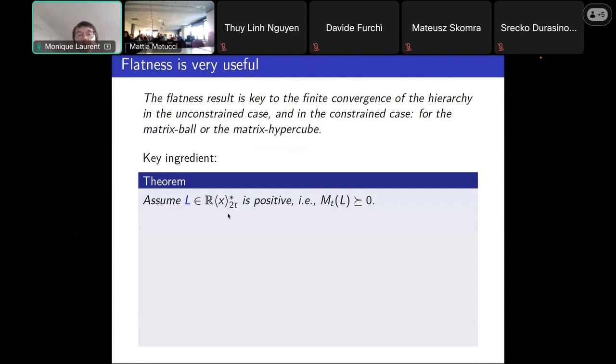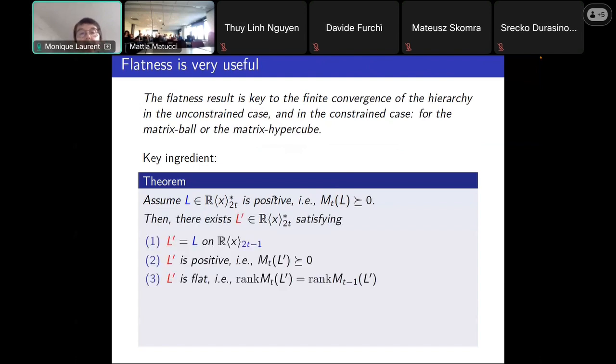So suppose we have an L which is positive, meaning its moment matrix is positive semidefinite, or equivalently L is non-negative on sums of Hermitian squares up to degree 2t. So we have such an L. And the claim is that we can find another L prime, which has nicer properties. In a nutshell, it's flat, and it coincides with L almost everywhere.